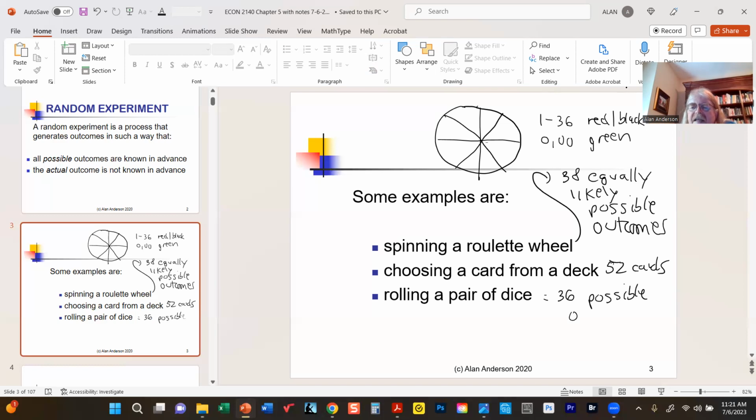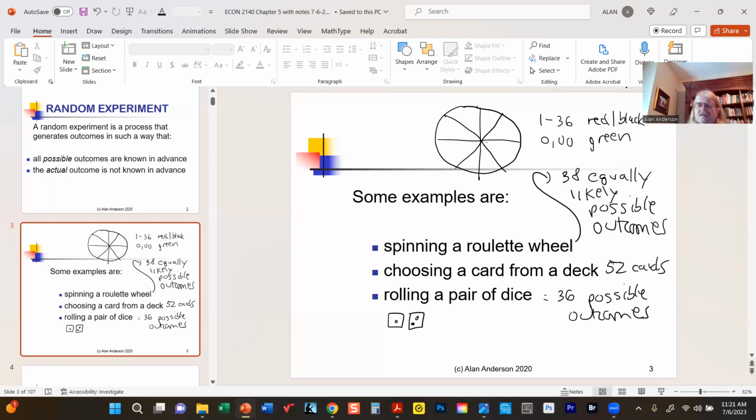Now, in most games, we're not so much interested in the rolls. Like, for example, 1, 2 is one possible outcome. We're normally interested in the sums. Okay, and as far as that goes, the sums are everything from 2 to 12, but they're not all equally likely. Whereas these 36 possible outcomes are all equally likely.